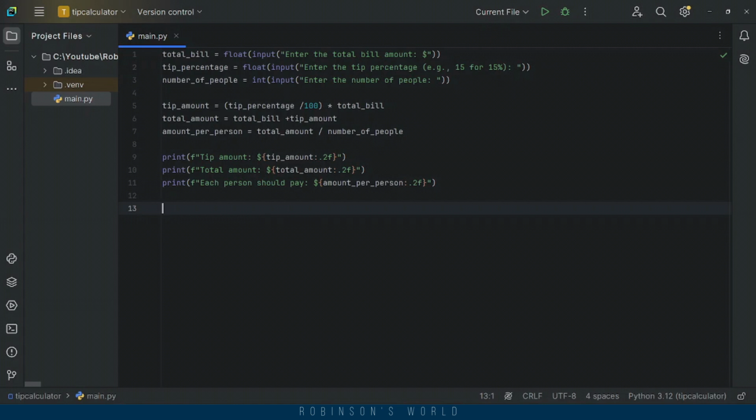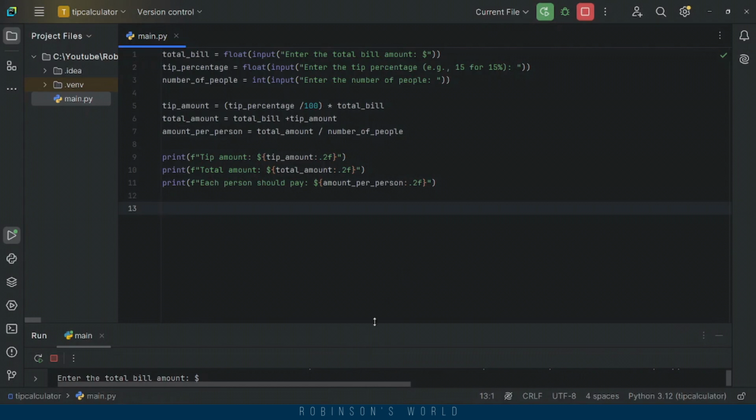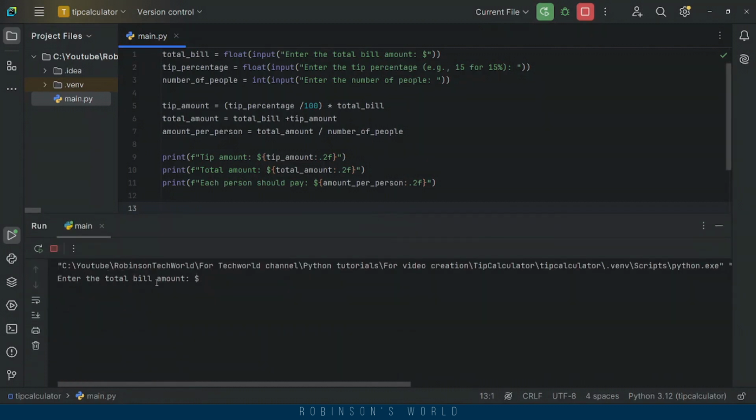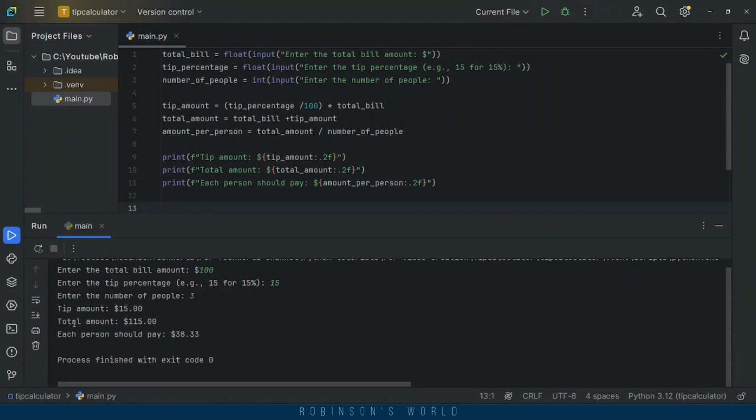I will be entering a sample bill amount, tip percentage and the number of people to show you how the tip calculator works. So enter the total amount of say $100, tip percentage 15, number of people 3. Total amount is 115, tip amount is $15, each person should pay 38.33.